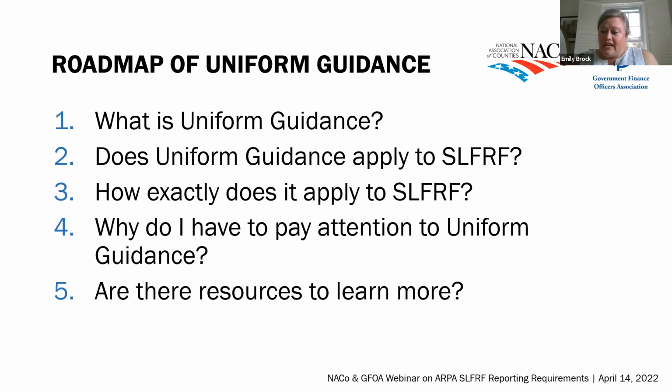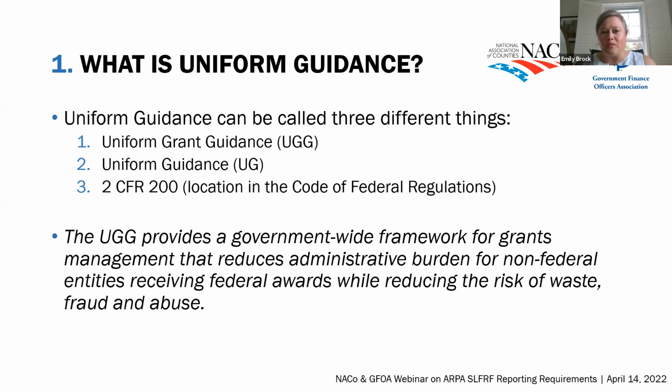Okay, so starting it off, uniform guidance. In the Wizard of Oz, there was the horse of many colors. This is sort of ubiquitous. It's called a lot of things, first of all. In the Federal Register, it's called Uniform Grant Guidance, or UGG, as you might hear from your auditors. We often shorten it to UG, or Uniform Guidance. But really the place where it sits is in 2 CFR 200, where CFR is an acronym for the Code of Federal Regulations.